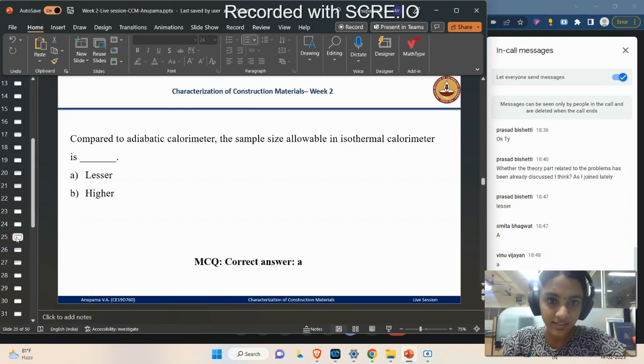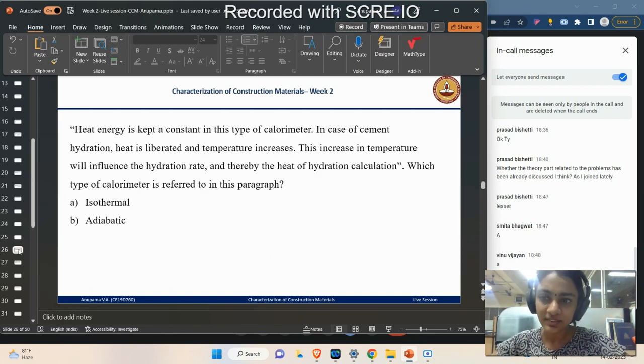Yes, the correct answer is lesser. We can only use a lesser amount of sample in the isothermal calorimeter compared to that in the adiabatic calorimeter. So that is one advantage of adiabatic calorimeter. We can use higher sample size, and which is also an advantage of isothermal calorimeter. We need to keep only a lesser amount of sample in the case of an isothermal calorimeter. Okay, let's move to the next question.